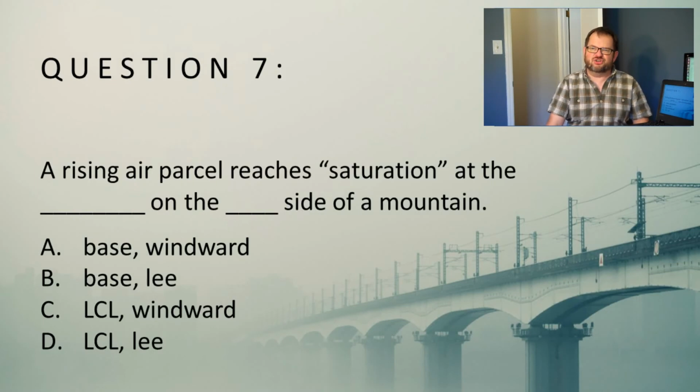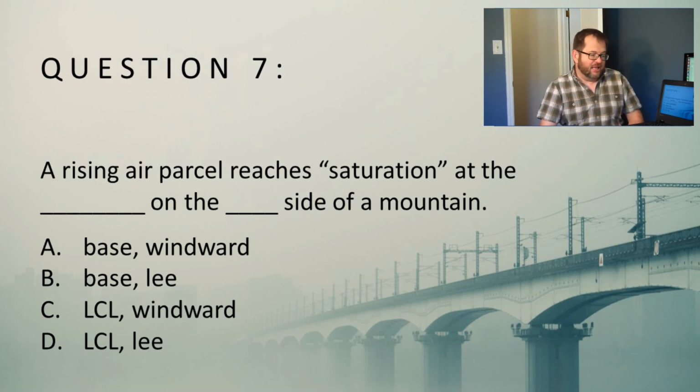All right, now as we wrap up what turned out to be a rather long lecture, let's answer three quick questions. Question 7. A rising air parcel reaches saturation at the blank on the blank side of the mountain. So is it the base of the mountain or the lifted condensation level? And is it on the windward side or the lee side? You can see you have all four combinations there. Make a choice from those four options and get a little feedback before you move on to question 8.